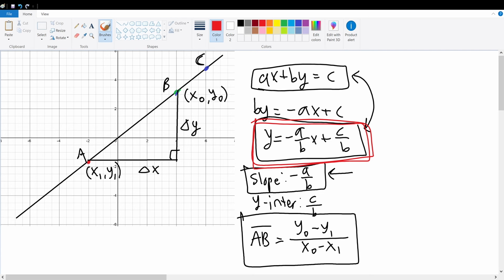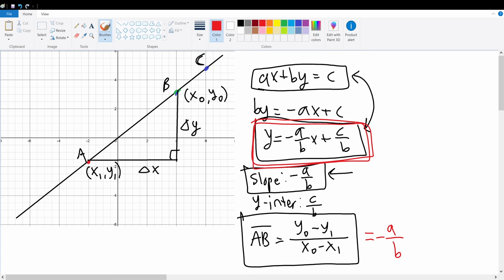So we know that the slope of this line will always be a constant of negative a over b. The slope of a line is constant. It doesn't change. So the average rate of change between points C and A will likewise also be equal to negative a over b. So what have we learned from this? We learned that finding the average rate of change between 2 points is simply finding the slope of the secant line that goes through the 2 points.